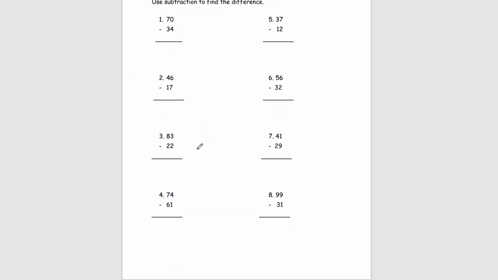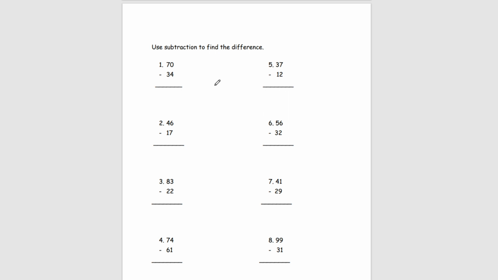Moving on to our next page, we're going to be using subtraction to find the difference. For number 1, our first problem is 70 minus 34. Since 0 can't be minus by 4 because it's less than 4, we're going to borrow 1 from the tens place, or from the 7, which turns it into a 6. This 0 becomes a 10. So now we can subtract it, which is 10 minus 4 equals 6. And then 6 minus 3 equals 3. So for number 1, our answer is 36.